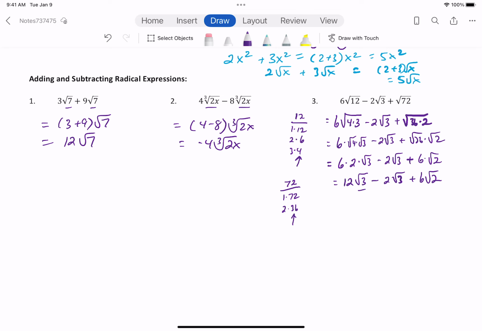Now you notice these first two terms have the same radical term, so we can combine those two. 12 minus 2 root 3 plus 6 root 2. 12 minus 2 leaves me with 10 roots of 3 plus 6 root 2. And then since the root 3 and root 2 are not like, we are finished.